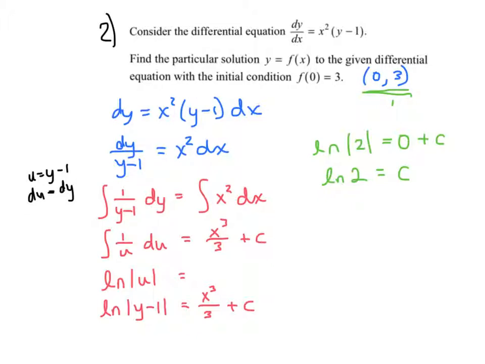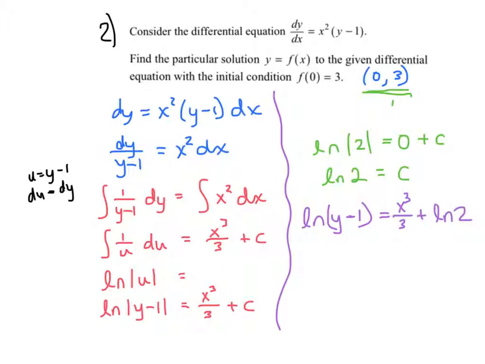Okay, so when I plug that back in, I get, let's see here, natural log of the absolute value of y minus 1. We just talked about the fact that when I plugged in my 3, 3 minus 1 was positive, which meant that I did not have to negate the value. Therefore, when I go to actually find my answer here, I can drop the absolute value and just leave it as y minus 1. So natural log of (y minus 1) is equal to x to the third over 3 plus natural log of 2.